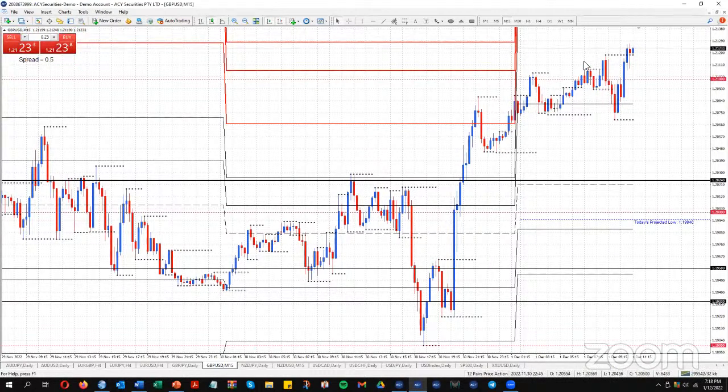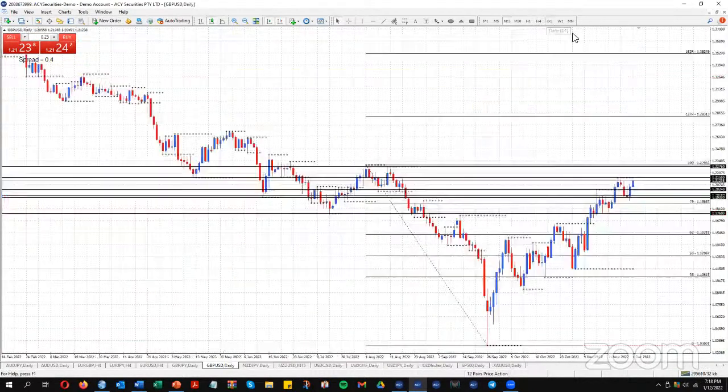So I'm just monitoring 121. If I do start to see a clear failure in that area, I will be watching that for a movement back down. But we could be moving above last month's high. We could keep moving up.